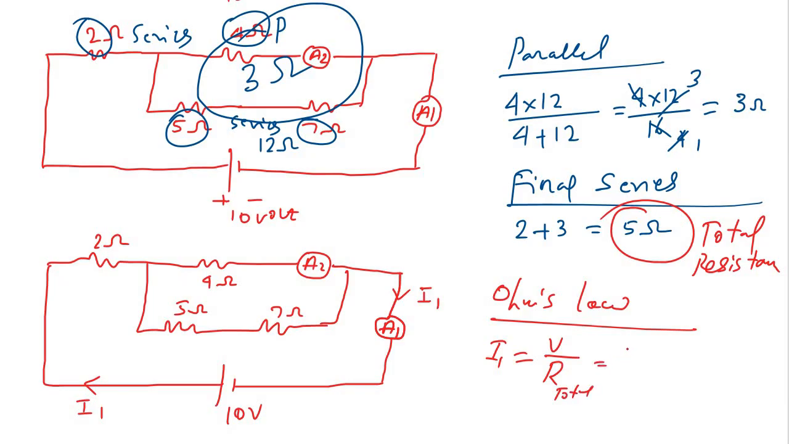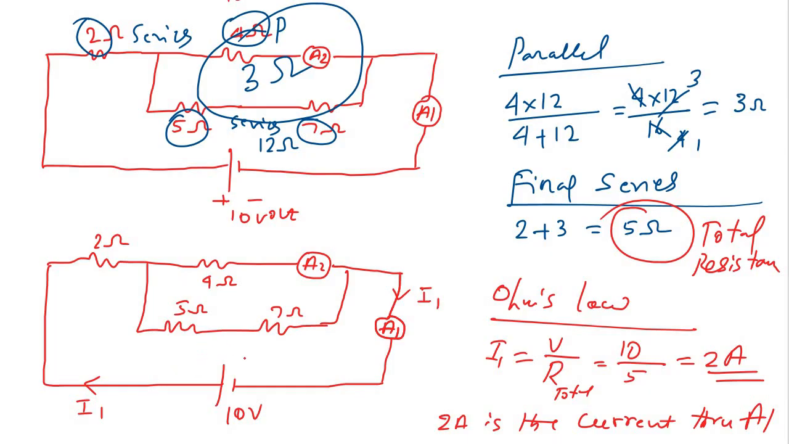The applied potential is 10 volt, and the total resistance is 5 ohm, right? So we will get 2 amps. This 2 amps is the current through A1. So we got the answer for A1: the current we found is 2 amps, no doubt.